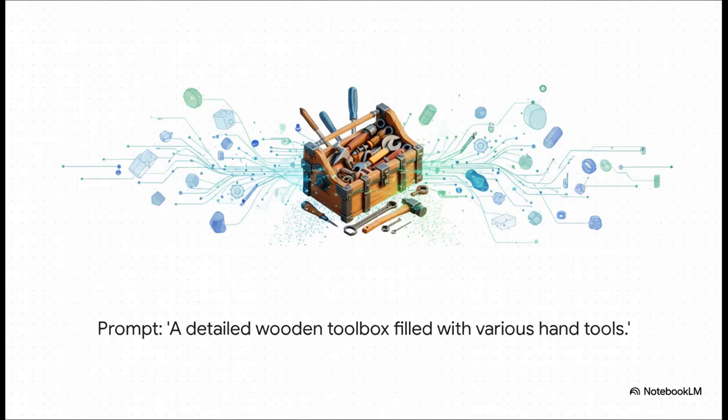Just look at the detail on this thing. You can see the wood grain, the different types of metal on the tools. The complexity is just incredible. Now, what if I told you that this entire 3D asset was generated from a single sentence? I'm not kidding. The ability to go from a simple text prompt to an object this intricate has been a massive challenge in AI for a long time. But a new model from Microsoft Research, well, they might have just cracked the code.